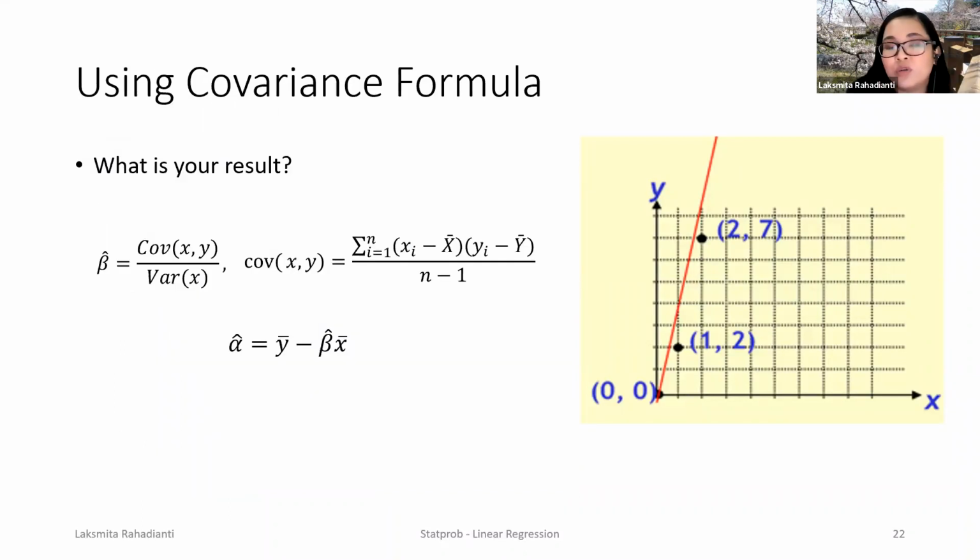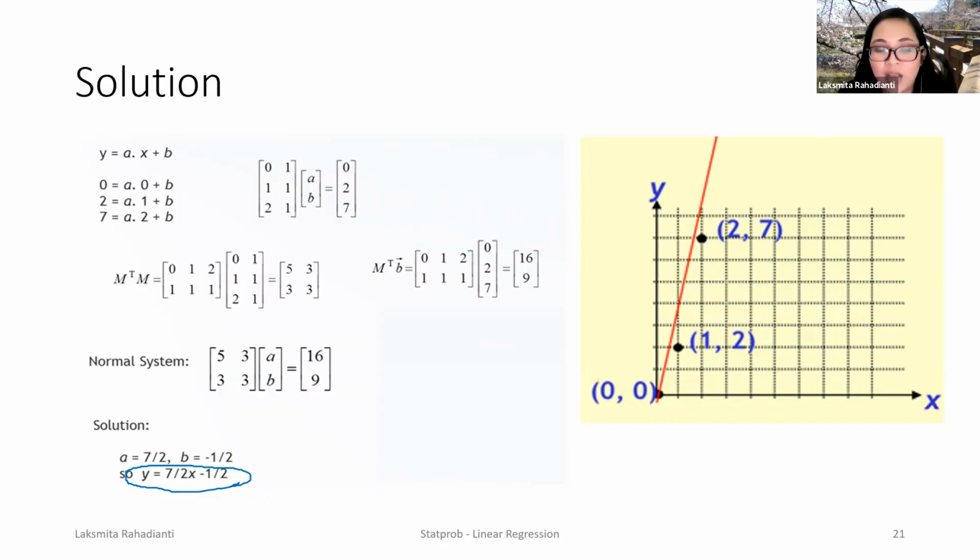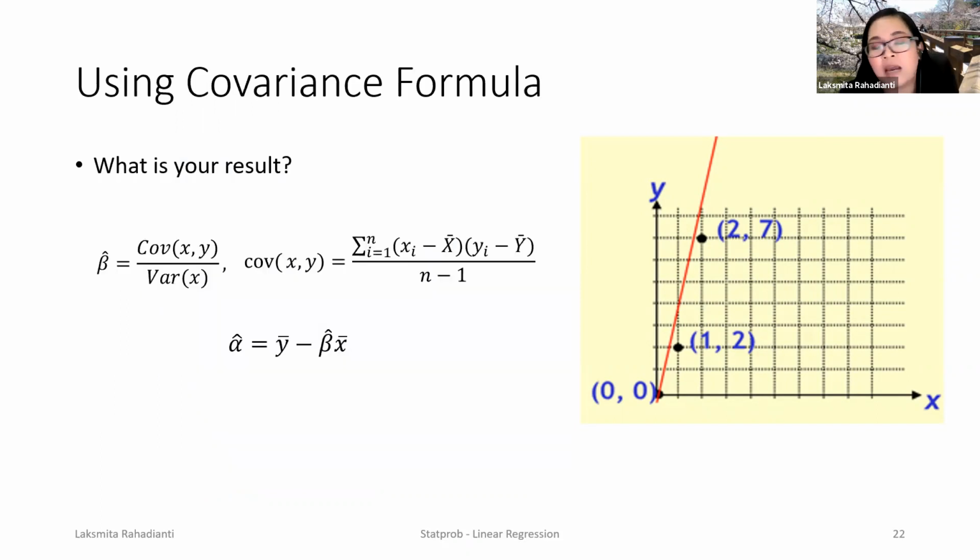You can also use a covariance formula. I'm going to leave this on your own. You can try, but theoretically, if you were to compute this using the covariance and variance as well, you will end up with the same line equation: y equals 7/2 x minus half.